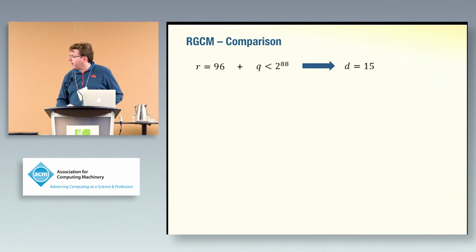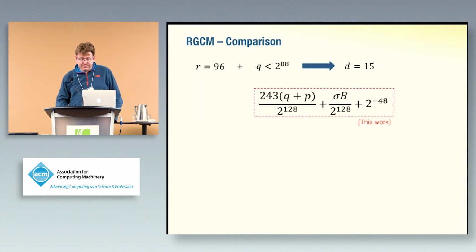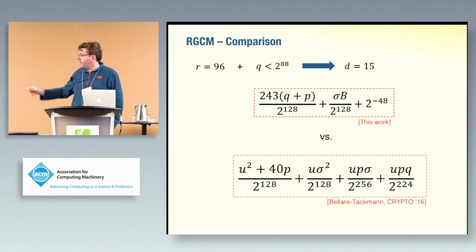And so this will give you directly a bound, right? So for example, for R of 96 and Q smaller than 2 to the 88, our D will be 15. And so you will get a bound that looks like this. And of course, we can compare it with the Bellare-Tackmann bound. And we see already a few interesting things.